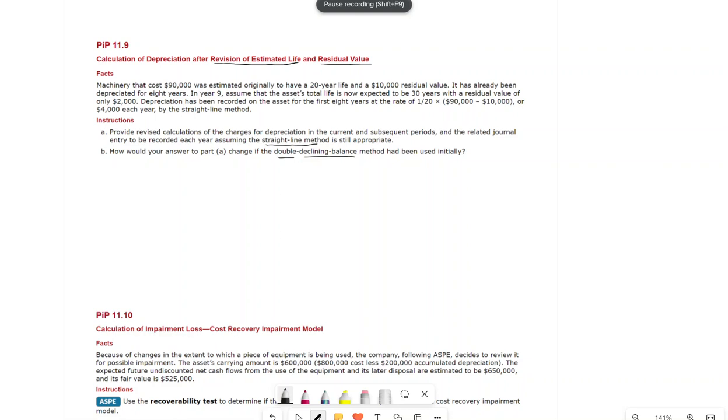I got it. What they're saying is machinery that costs 90,000. So the cost of the asset is $90,000. It was estimated originally to have a life of 20 years, and the residual value was $10,000. So my depreciation would have been 4,000 per year if we finished here under the straight line. We needed to go further. They said that it has already been depreciated over 8 years.